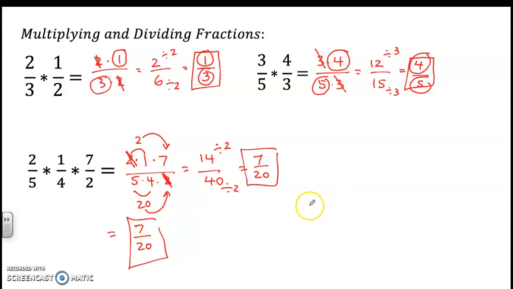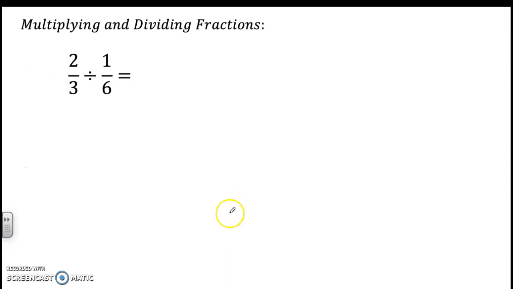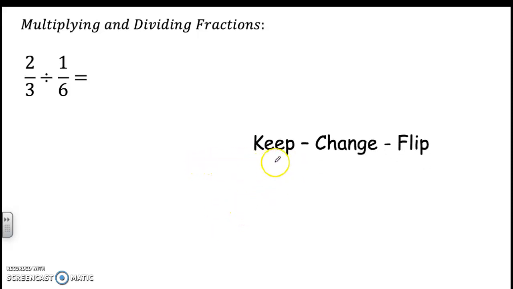Excellent. This is multiplication. Nothing else to do. Multiplication. Let's go with division. Okay, let's divide. Let's take the first one at a time. I have 2/3 divided by 1/6. When I'm dividing, there's something very common that you learn in elementary school. It's called keep, change, flip. What do they mean by that?